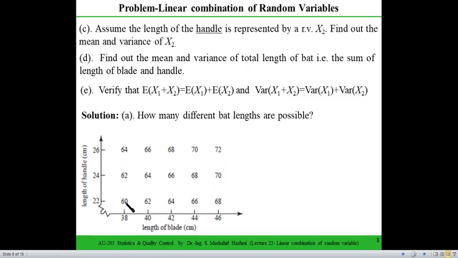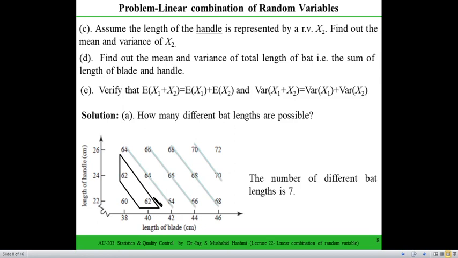If you look, there is only one bat with total length 60, and only one bat with length 72. So this would be the minimum length of the bat, and this would be the maximum length. Two bats would be of length 70, 3 would be 68, 3 would be 66, 3 would be 64, and 2 would be 62. So 2 bats of length 62, 3 bats each for 64, 66, 68, 70, and 1 bat for length 72. So the total number of different bat lengths would be 1, 2, 3, 4, 5, 6, and 7. So 7 different bat lengths are possible with that combination.